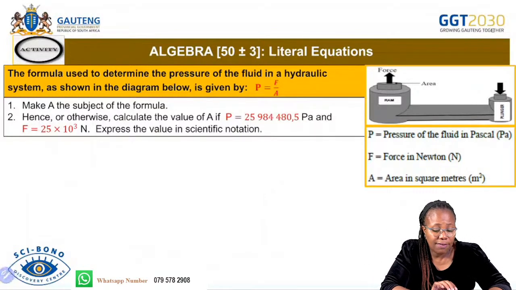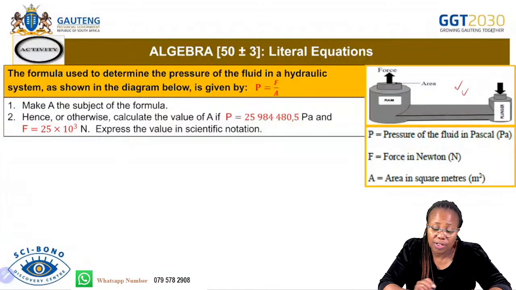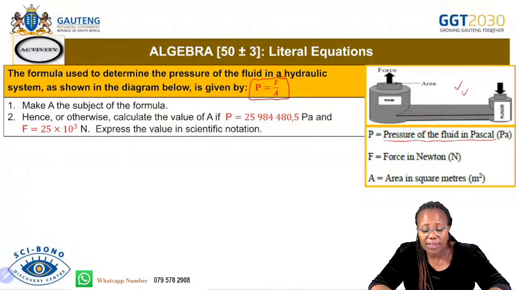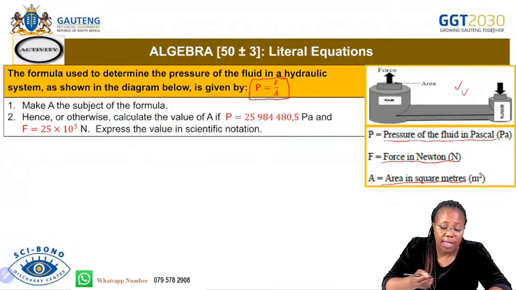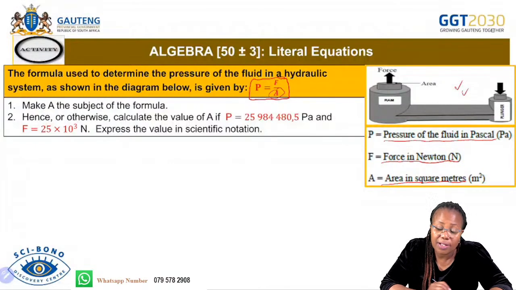So in this case, we are given the formula used to determine the pressure of the fluid in a hydraulic system, as shown in the diagram below. So this is the hydraulic system they are talking about. And the formula that is used is P equals F over A, where P stands for the pressure of the fluid, which is in Pascal, F stands for the force in newtons, and A is the area in square meters. You know your area is always a square unit. And then number 1, they say make A the subject of the formula. They want this A to be the subject of the formula.